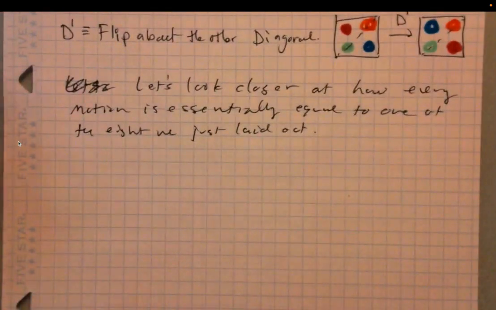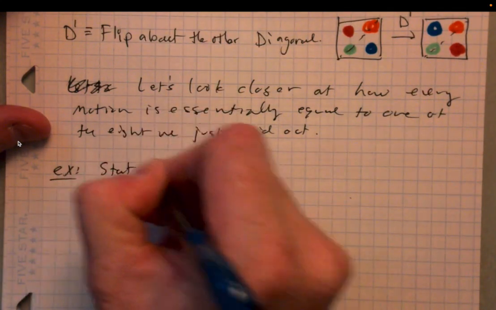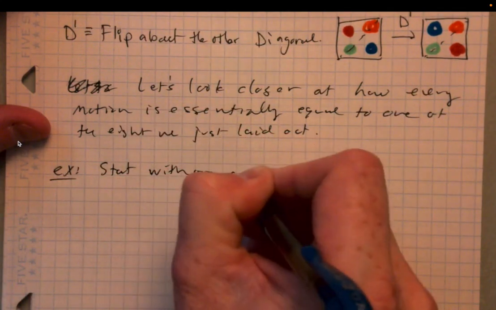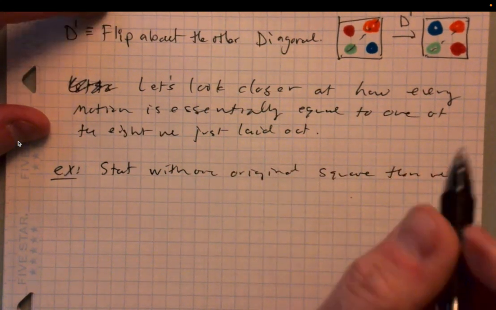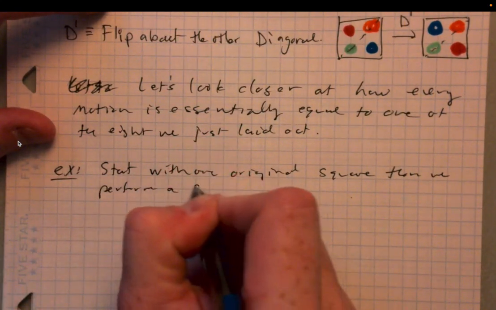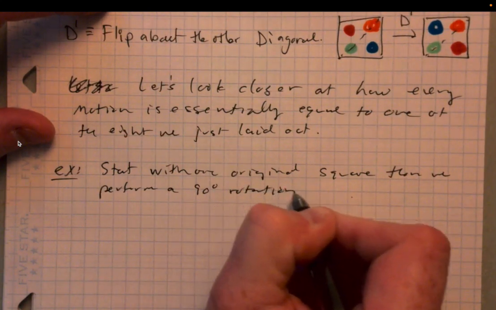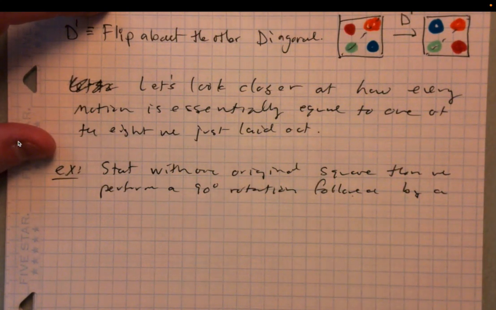Okay, so let's look closer at that. Suppose we begin with our given square, and we perform a 90-degree rotation followed by a flip about the horizontal axis. Okay, so we start with our original square. Then we perform a 90-degree rotation. Followed by a horizontal flip.